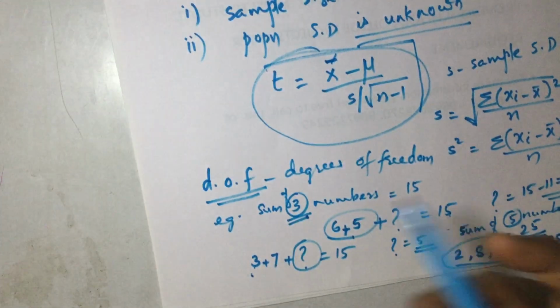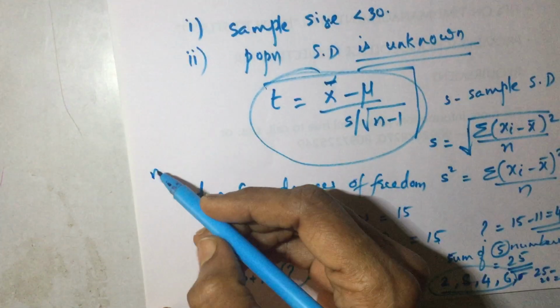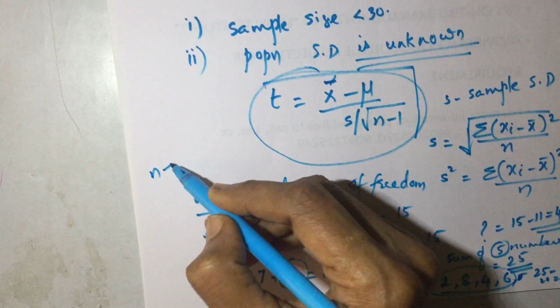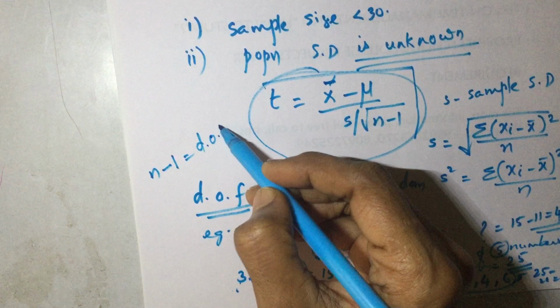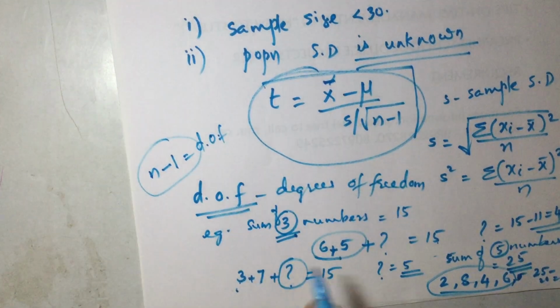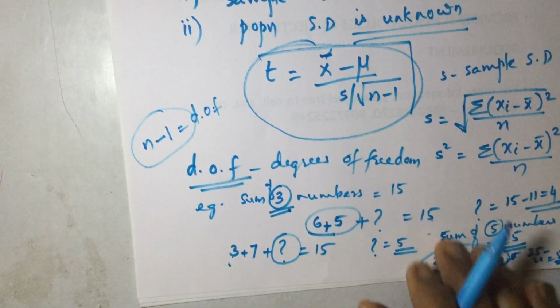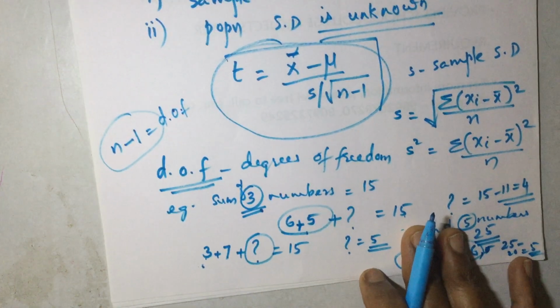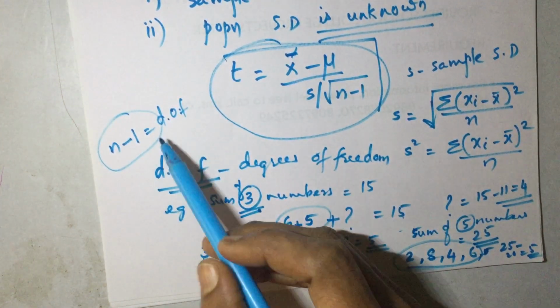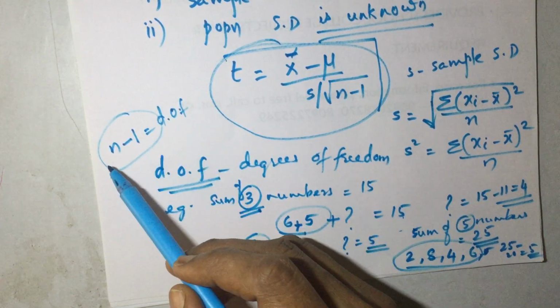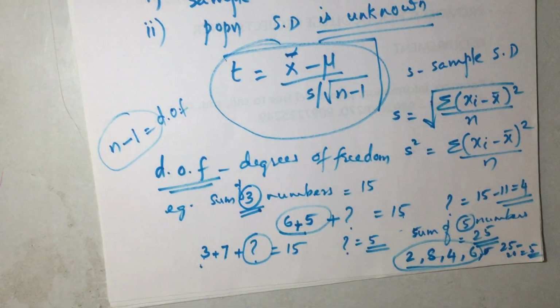So like that, in any case, if n numbers are given, then the degree of freedom is n minus 1. So you are free to choose n minus 1 numbers from a group of numbers. That is the meaning of degrees of freedom. If n is 10, the degree of freedom will be 10 minus 1, 9. If n is 20, the degree of freedom will be 20 minus 1, that is 19.